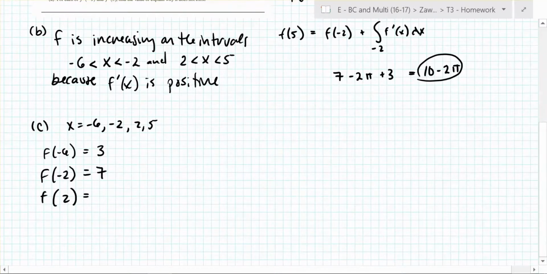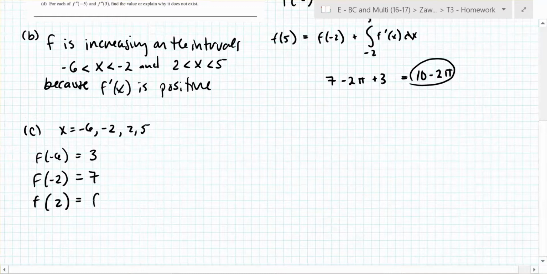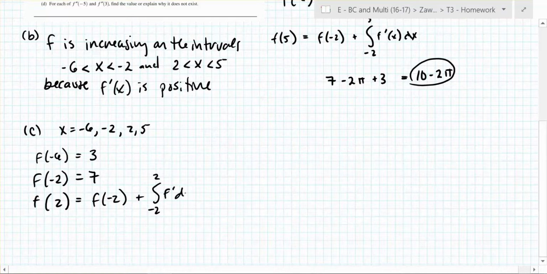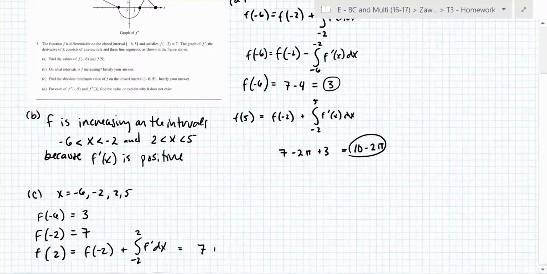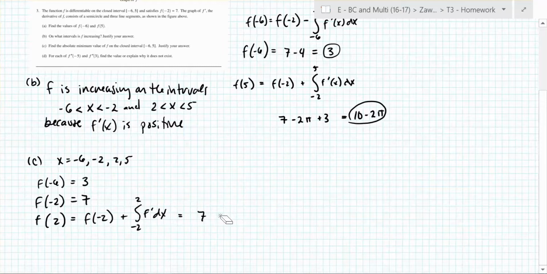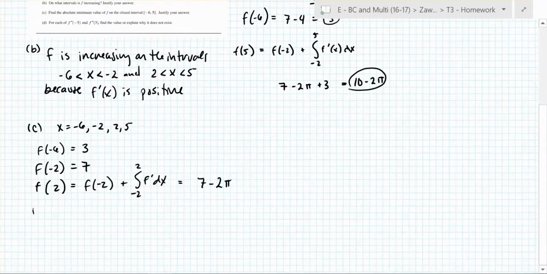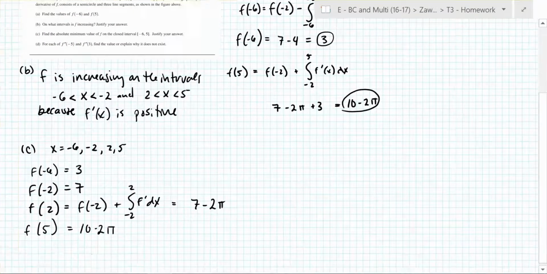So f of 2 is going to be equal to f of -2 plus the integral from -2 to 2 of f prime dx, which is going to be equal to 7 minus 2 pi, because that's the area of our semicircle. 7 minus 2 pi. And then f of 5 is going to be equal to 10 minus 2 pi, which we also found in part A.